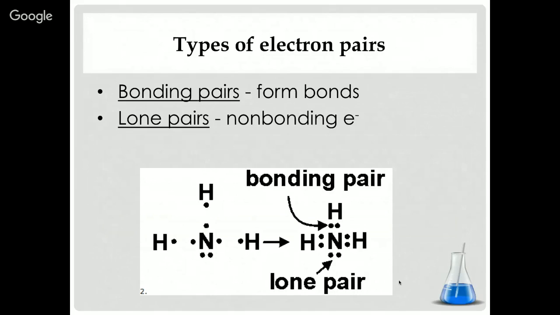Recall that we have 2 types of electrons. We have the bonding pair of electrons. Those are going to be forming bonds. Those are in between our atoms. And then we have the lone pair electrons. These are the non-bonding electrons that are not bonded to other atoms.